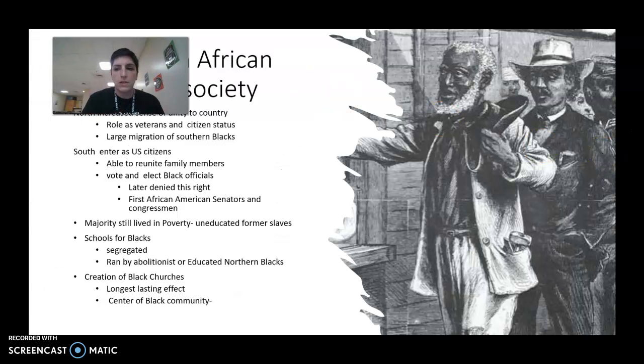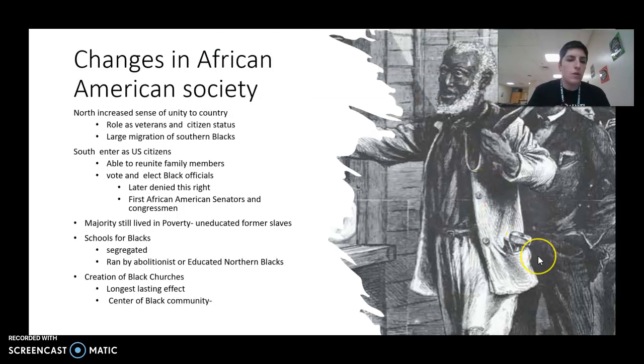Changes in African-American society. So the North increased a sense of unity to the country. Their role as veterans and citizen status became very different up north. And there was a large migration of Black people who lived down south going up north to work in factories and things. In the South, they enter as U.S. citizens. They're able to reunite family members.